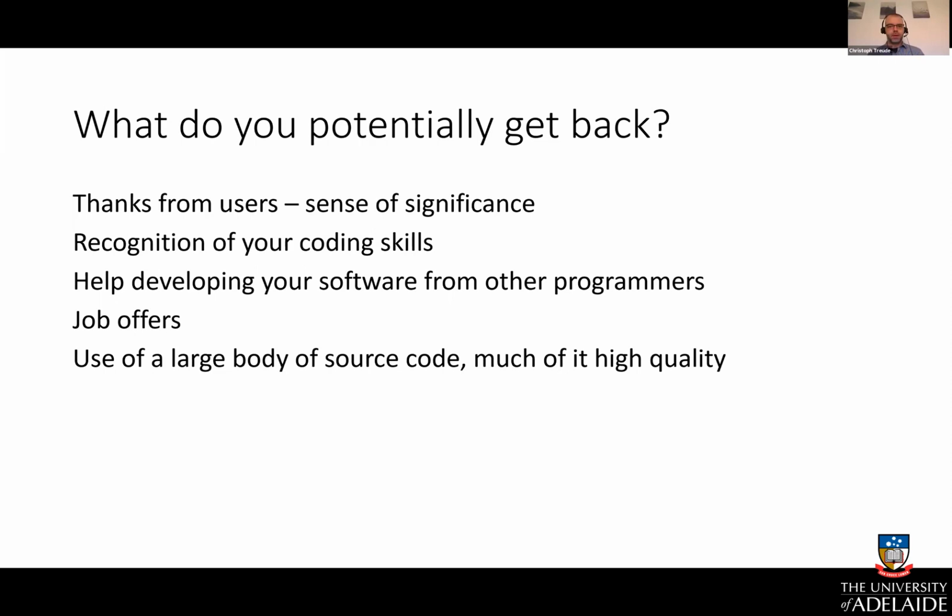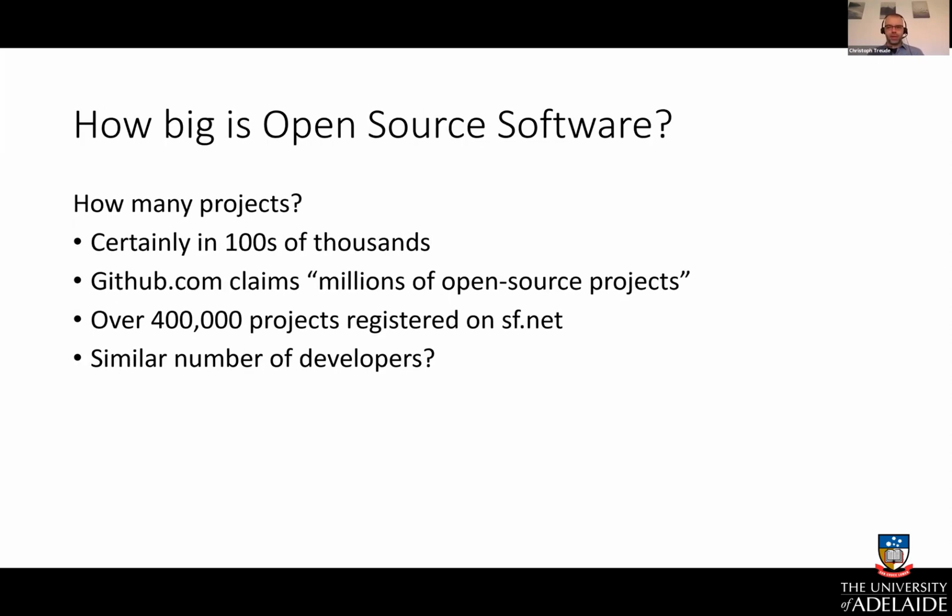Cool. How big is open source? Well, on GitHub, we have millions of projects, definitely hundreds of thousands, probably millions. On SourceForge.net, there are a number of projects registered. The slide says 400,000. This might actually be a bit outdated by now, in particular because GitHub has overtaken SourceForge a while ago as sort of the main site for open source projects. Of course, it's still not the only one.